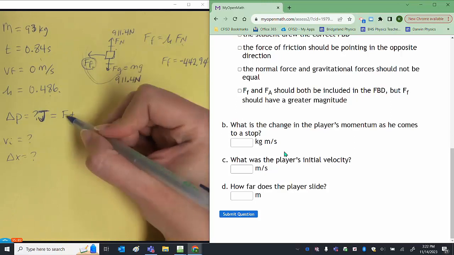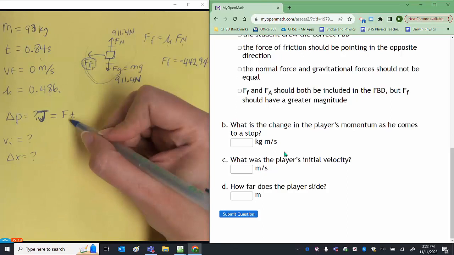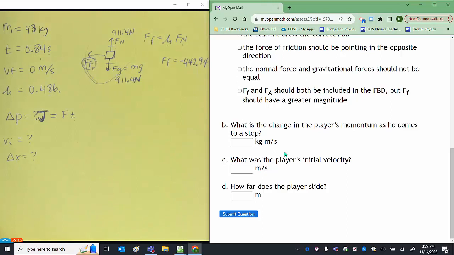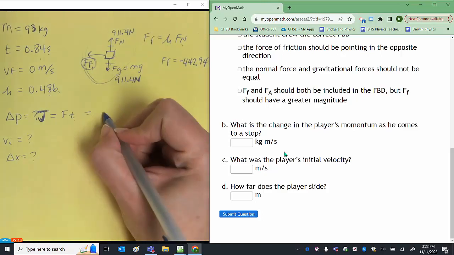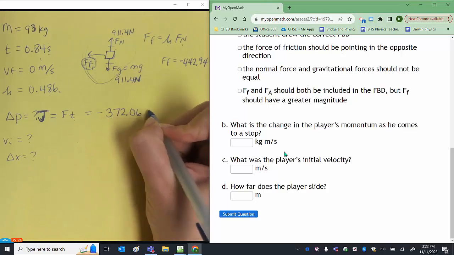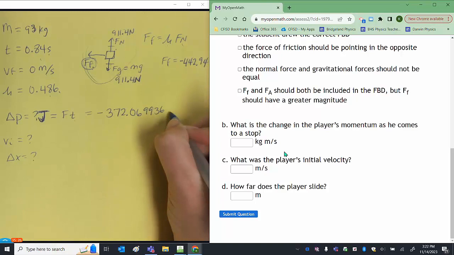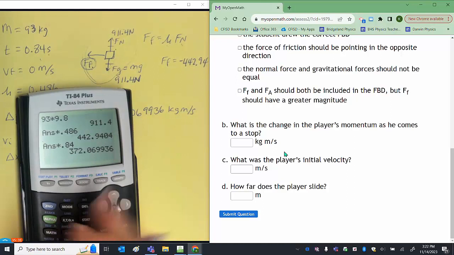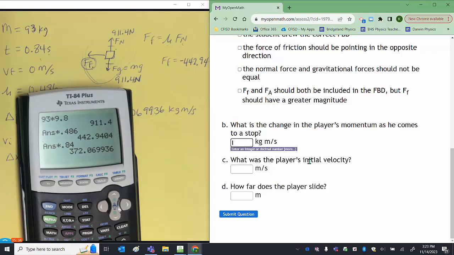Again, my impulse and thus my change in momentum is equal to that force times my time. My time is 0.84, so we're just going to multiply it by 0.84, and we're going to get a change in momentum of negative 372.069936 kilogram meters per second. Okay, and that's actually all the digits right there. I don't have the negative sign on it because I didn't type it in on my friction, but it should be negative 372.07 if I round it. And again, that's because he's coming to a stop, so his change is negative. He was moving, now he's not.